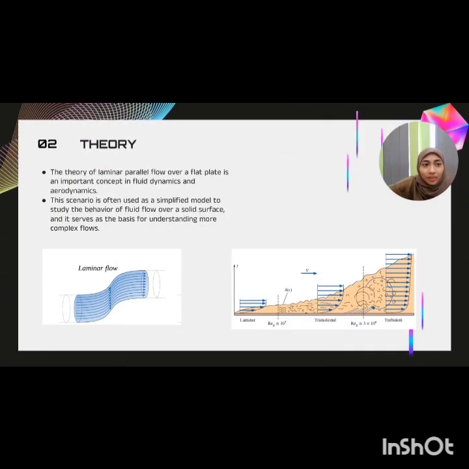Next is theory. The theory of laminar parallel flow over a flat plate is an important concept in fluid dynamics and aerodynamics. This scenario is often used as a simplified model to study the behavior of fluid flow over a solid surface, and it serves as the basis for understanding more complex flows. So this is a diagram of laminar flow.